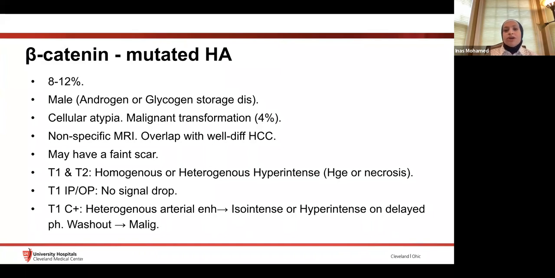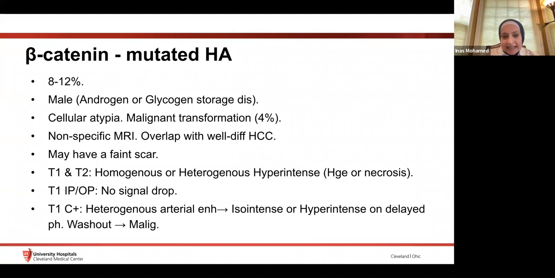This is going to be your atypical presentation: the male with glycogen storage disease, or who is on androgens. This is the one that's most at risk for developing HCC. When you have a male, and it doesn't fit the female on contraception and all that, and you find an adenoma, this is the one you should watch for.